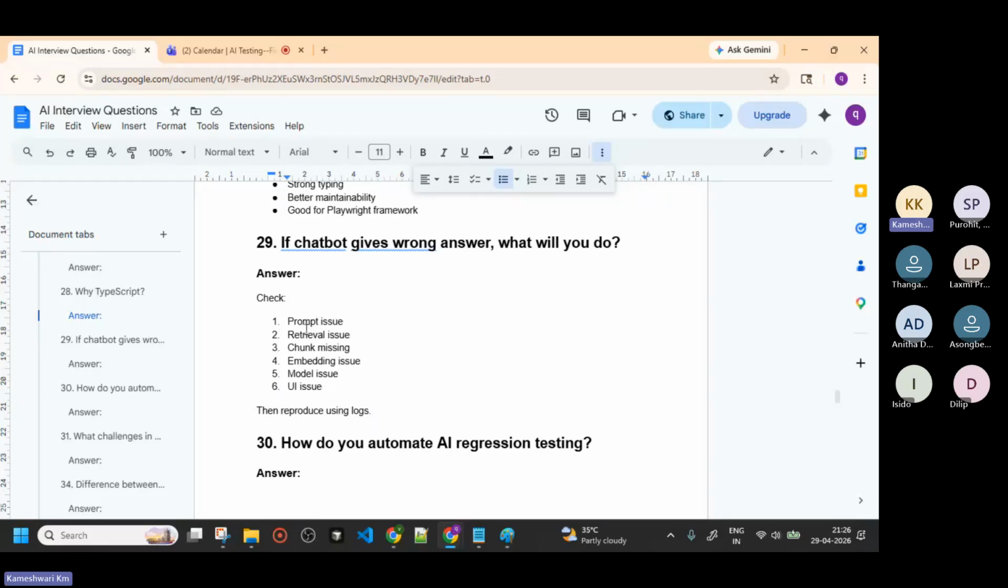Okay, prompt issue, retrieval issue, chunk missing, embedding issue, model issue, UI issue. Model issue is nothing but the LLM. UI issue you already know. Embedding issues are where, when we insert data and parsing is going on, some of the things are not chunked properly, or embeddings are not generated properly. At that time also we are going to get issues.